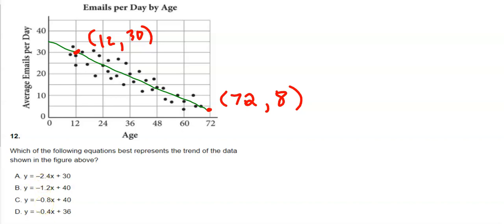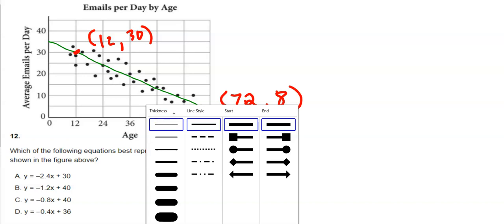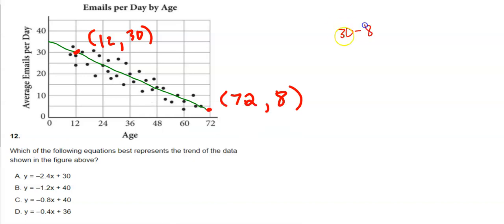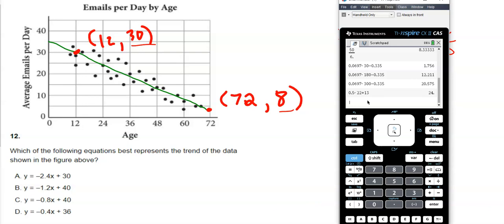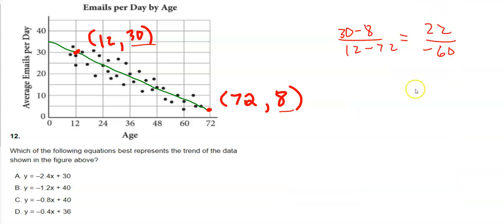We want to figure out which one of those is the right slope. So if you do slope, it'd be 30 minus 8. That's the change in y values, divided by the change in x values, which would be 12 minus 72. So you get about 22 divided by negative 60. Let's get our calculator out for that. 22 divided by negative 60. Put a decimal point in there if you want a decimal. Negative 0.36. So this should be a slope of negative 0.36. It's closest to probably this one, negative 0.4, so I think I would choose that one.